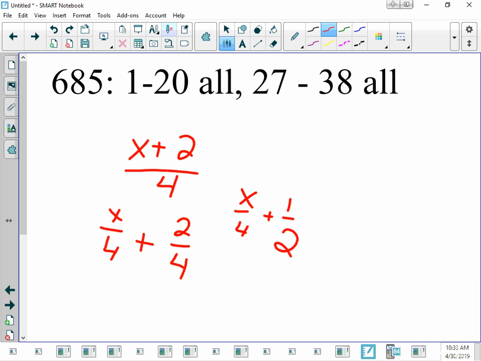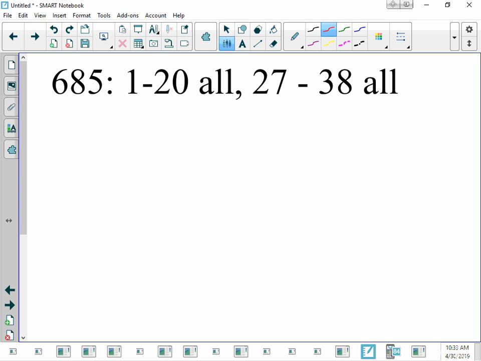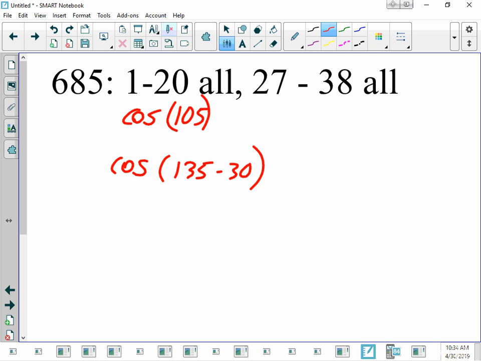So for number 27, I want the cosine of 105. 105 is not on the circle. Can I create 105 by adding or subtracting two numbers that are on the circle? What would you use? Cosine of, you could do 135 minus 30, or 45 plus 60, or lots of other things.